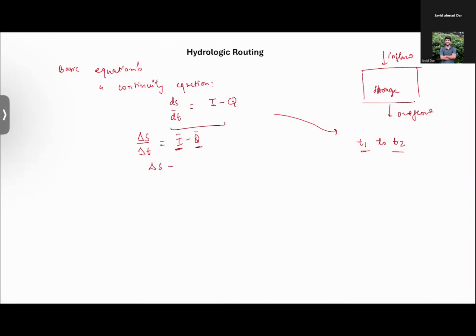So delta S, we can write as (I bar minus Q bar) times delta T. So this I bar is your average inflow and Q bar is the average outflow. Delta S will be the change in storage.